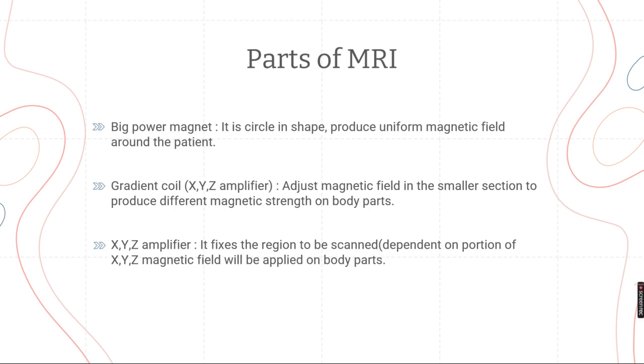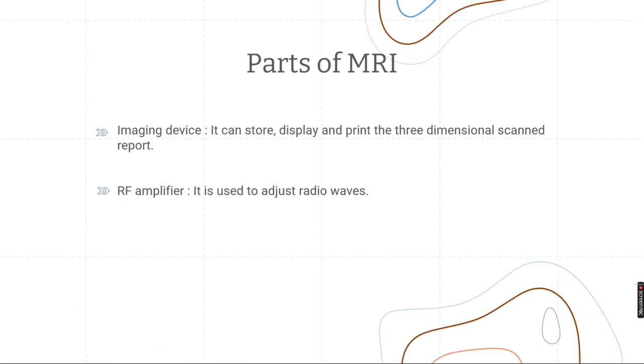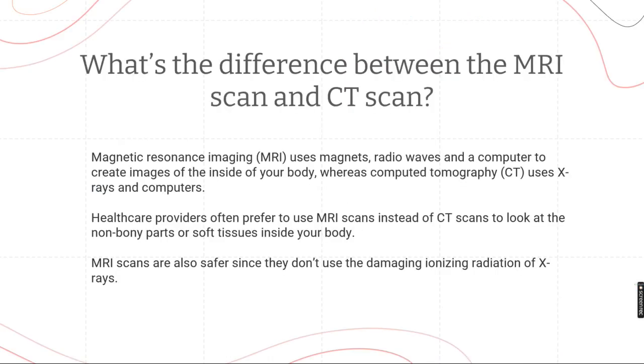XYZ amplifier. It fixes the region to be scanned and is also dependent on the portion of the XYZ magnetic field. RF generator. Radio frequency waves are applied to the patient. It produces a resonance. Radio frequency receiver. Radio frequency waves are collected or detected from the patient. Advanced computer. Advanced computer receives the image and combines and forms the dimensional results. Imaging device. It can store, display and print the three-dimensional scanned report. RF amplifier. It is used to adjust radio waves.